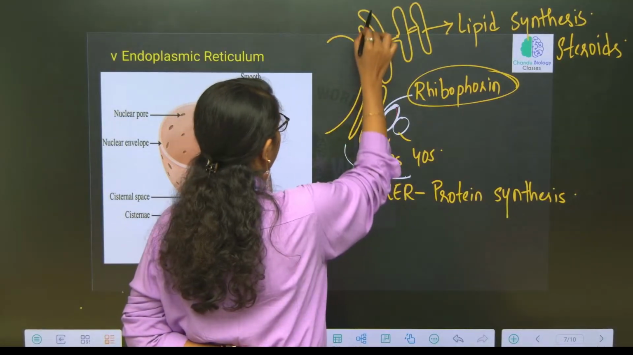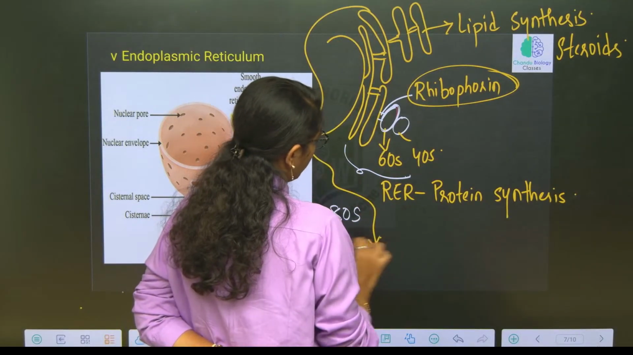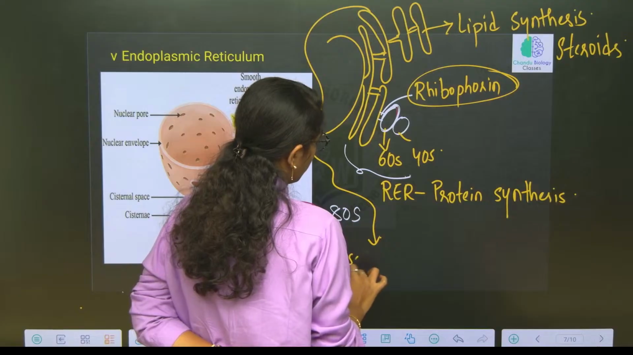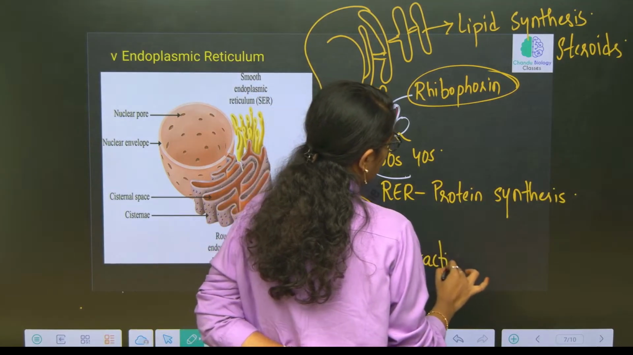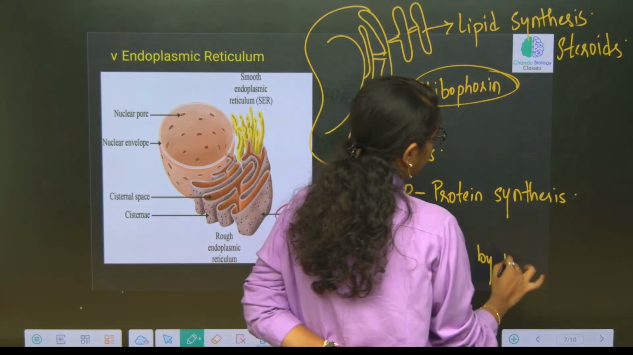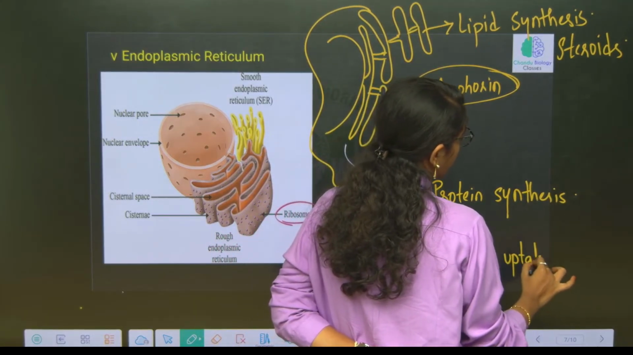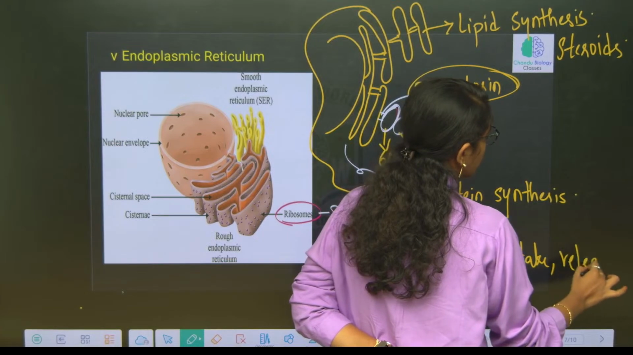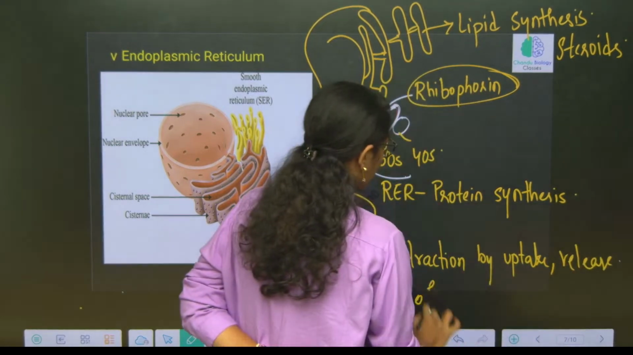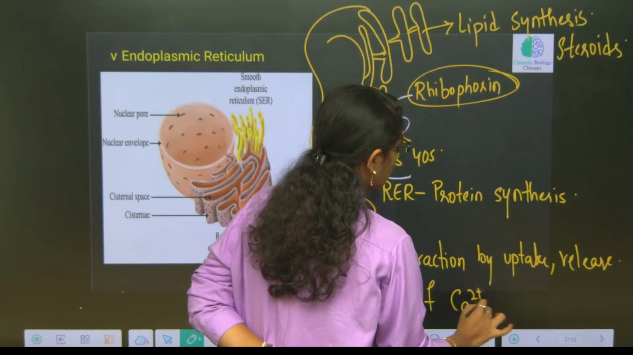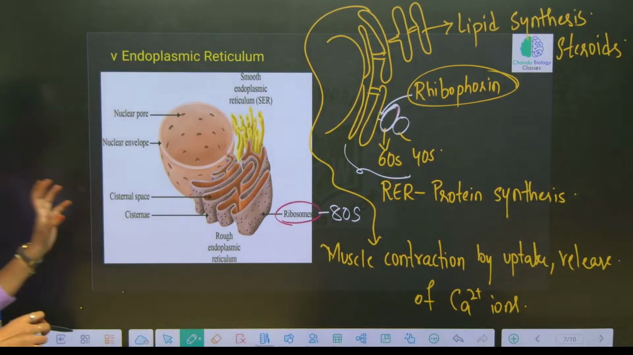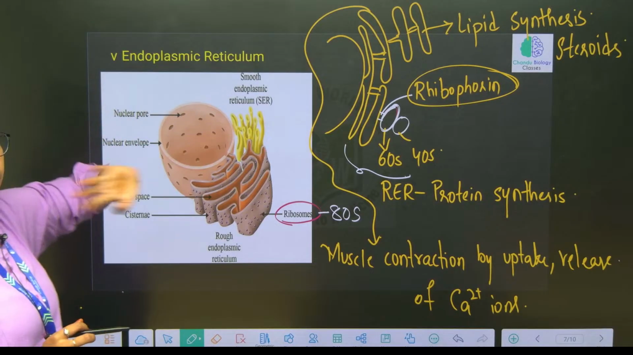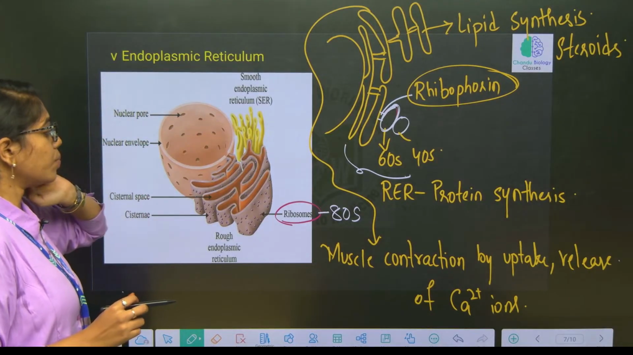It will also regulate muscle contraction by uptake and release of calcium ions. Fine, right? So this is the complete structural and functional description of the endoplasmic reticulum.